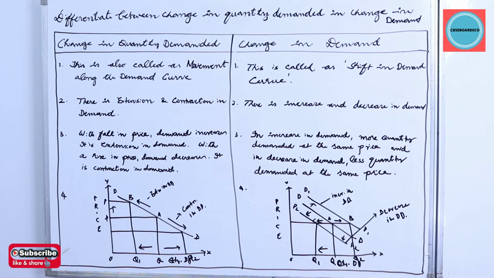With fall in price, demand increases. It is called extension in demand. With the rise in price, demand decreases. It's contraction in demand. On that side you can see, in increase in demand, more quantity is demanded at the same price, and in decrease in demand, less quantity is demanded at the same price. Look at the graph here.